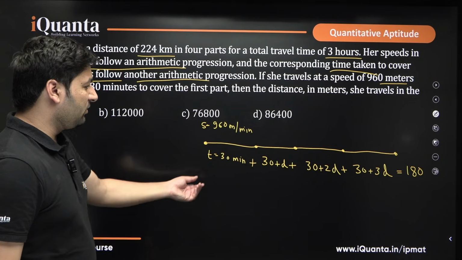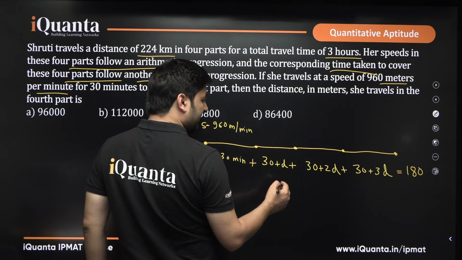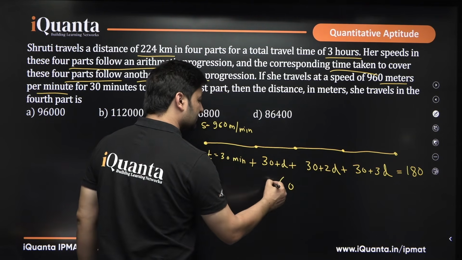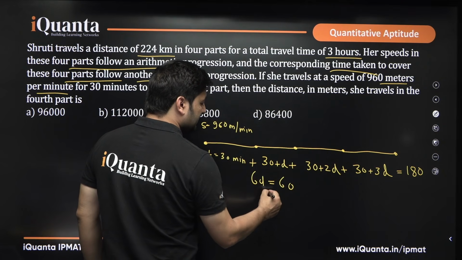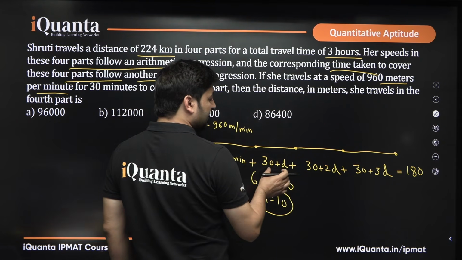We get 30, 30, 30, 30, 120. 120 goes there, 180 minus 120 gives us 60. So, 60 will be equal to what? D, 2D, 3D, the sum will be 6D, so D will be 10. The moment you get 10, you know the times taken in these parts.